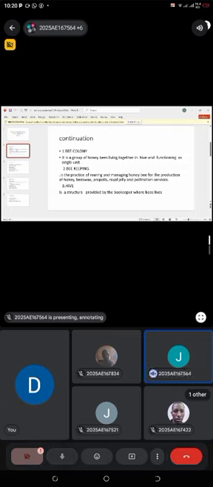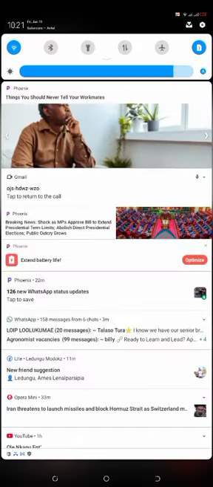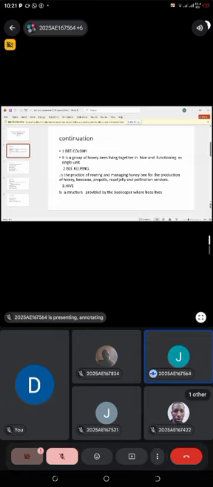Now this is how we are dividing the terms used in bees. First of all, we have defined the bee colony, and the second one is beekeeping, the practice of rearing and managing honey bees for the production of honey, beeswax, propolis, royal jelly, and pollination.